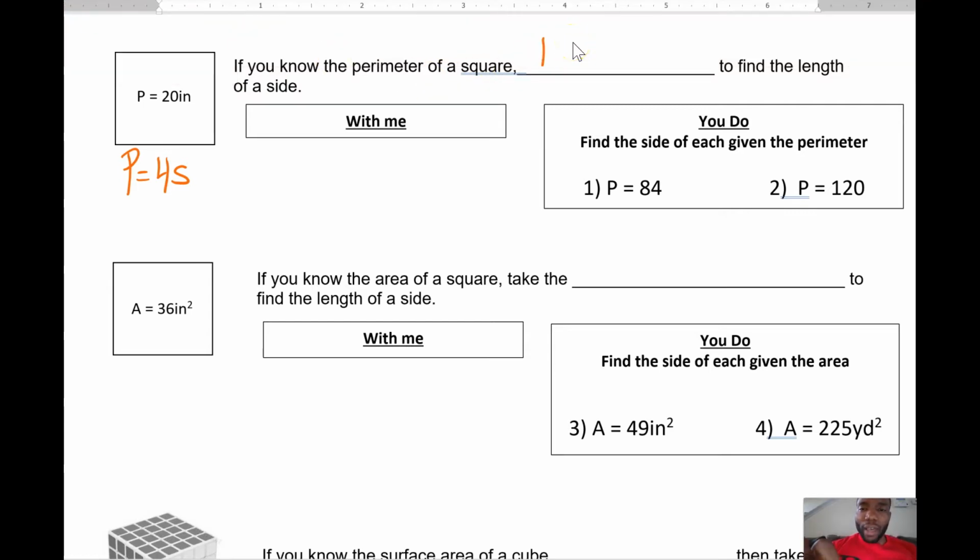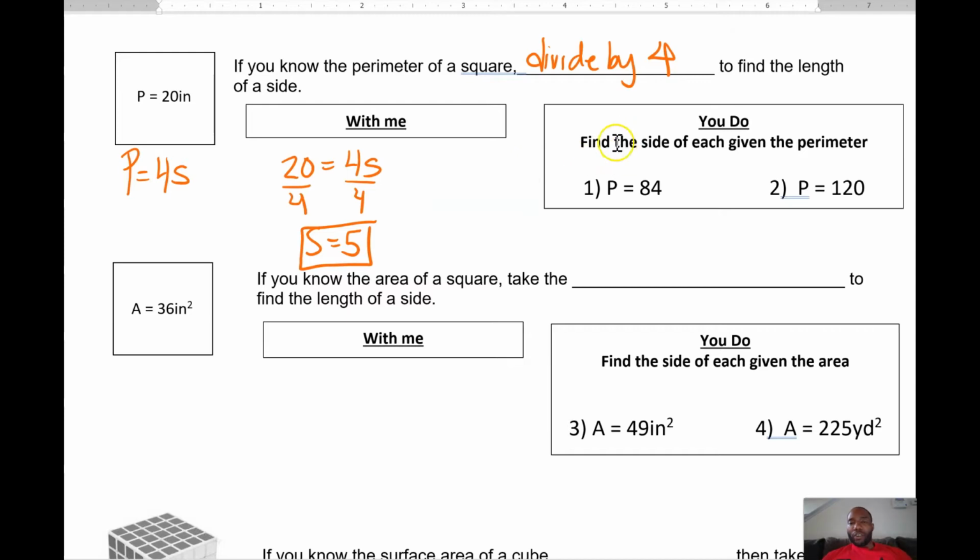All right, I would divide by 4. That's how I would get S alone. Just divide that by 4. So if I know the perimeter of a square, divide by 4 to find the side. So in this problem right here, you are going to do 20 is equal to 4 times S, right? Because the perimeter, that's how we're going to do these problems. Perimeter is equal to 20. So 20 is equal to 4 times S. To find the S, you just divide by 4. So S is equal to 5.